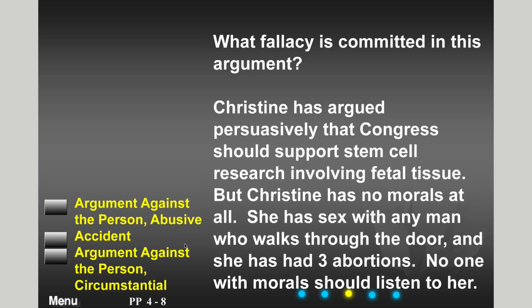Christine has argued persuasively that Congress should support stem cell research involving fetal tissue, but Christine has no morals at all. She has sex with any man who walks through the door, and she has had 3 abortions. No one with morals should listen to her. Right? This is obviously an argument against the person abusive. It's not an accident. There's no general rule here. And it's not about her circumstances. Right?